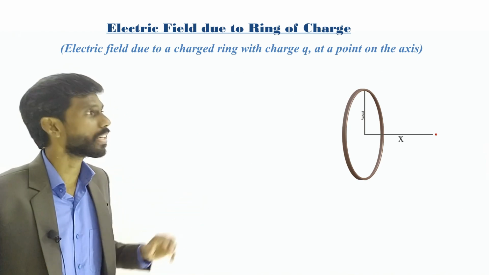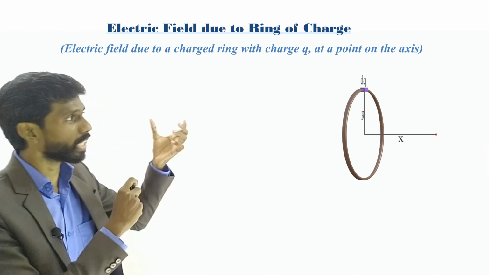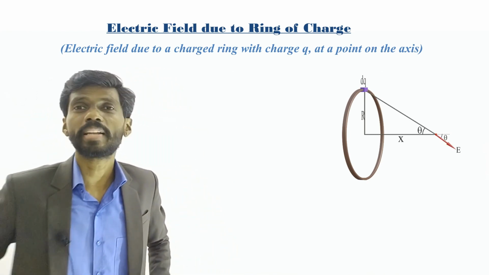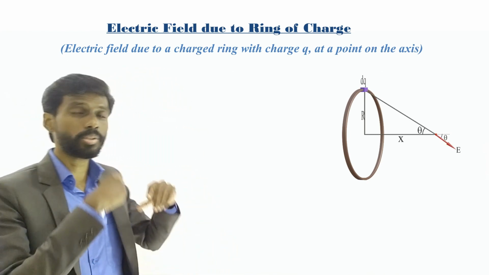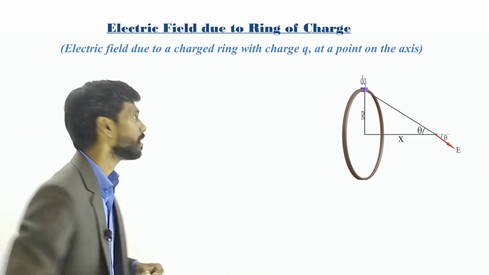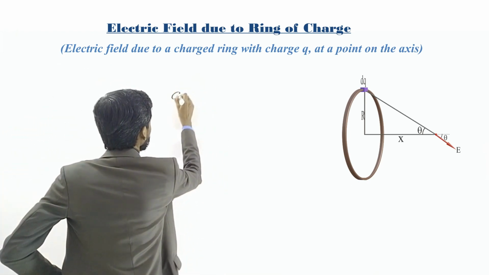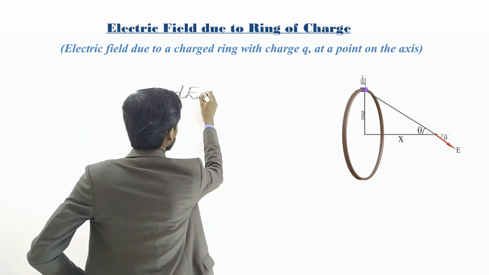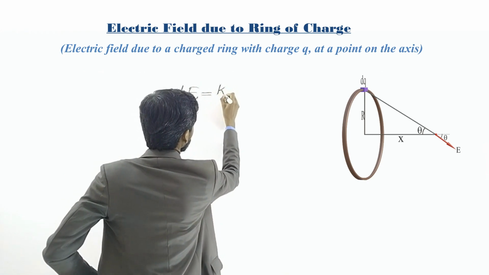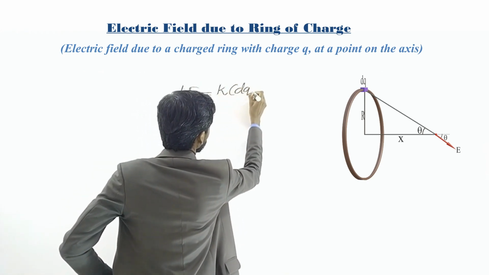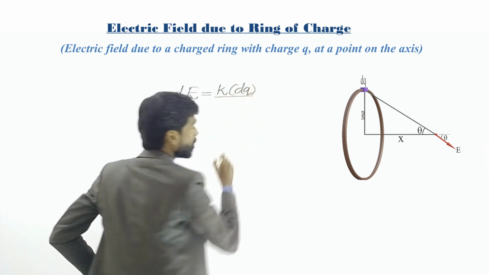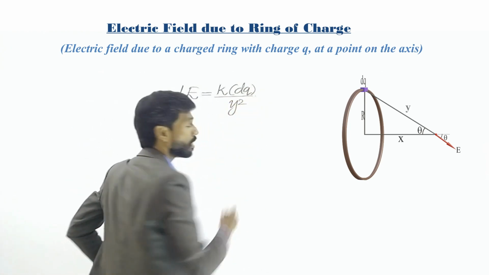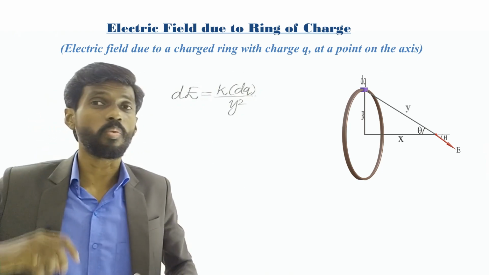Alright, as usual we will consider a small portion of this ring, say dq, the charge is dq, and let us find the electric field due to the charge dq, and then using integration we'll find the electric field due to the entire ring. The same method, say dE. So dE is the electric field due to only that charge dq. That equals the same formula, kq divided by r square. So k dq divided by r squared, where the distance is taken as y. So y square.